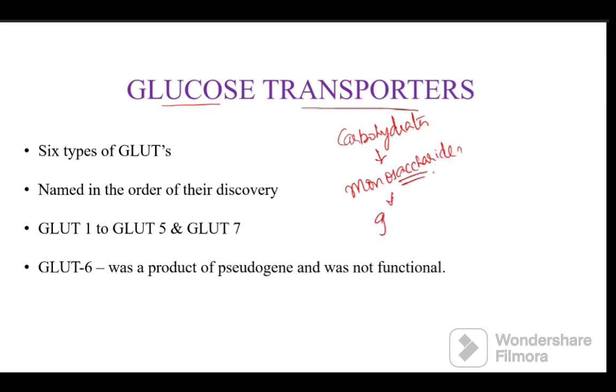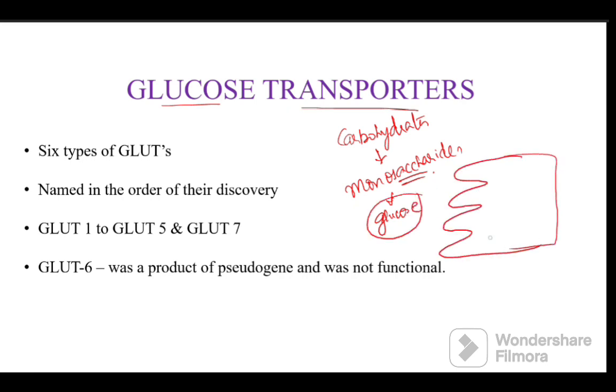For example, if we take glucose, this is the intestinal cell and this is the intestinal lumen. The glucose from the intestinal lumen will enter the intestinal cell with the help of a special transporter called the SGLT transporter, that is, the sodium dependent glucose transporter, which is present on the intestinal luminal surface.